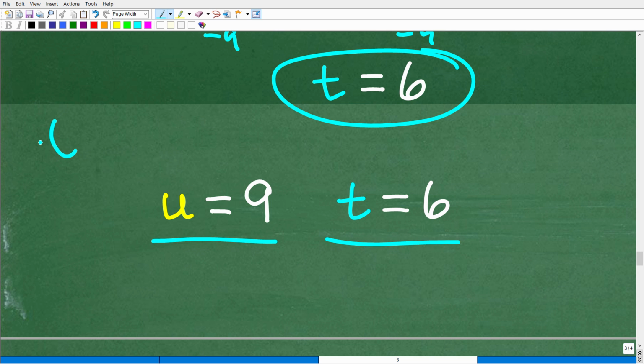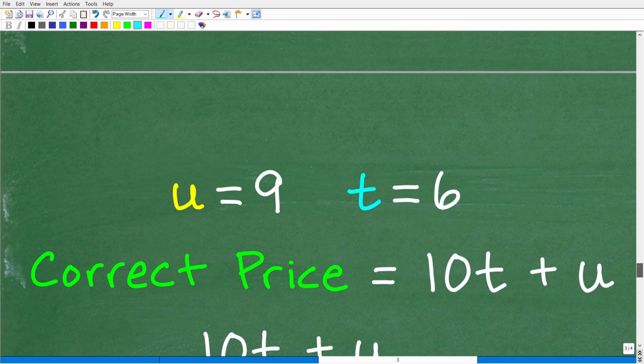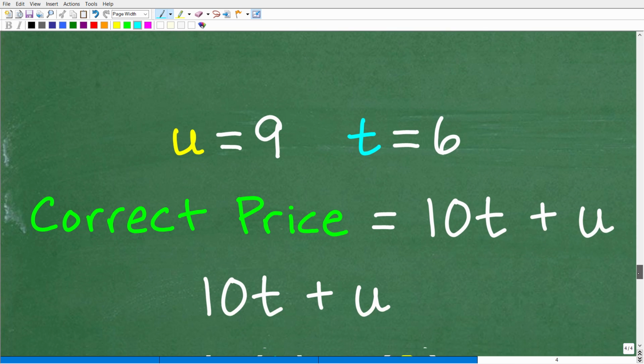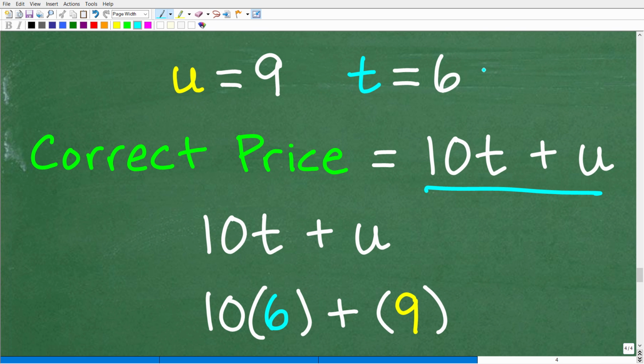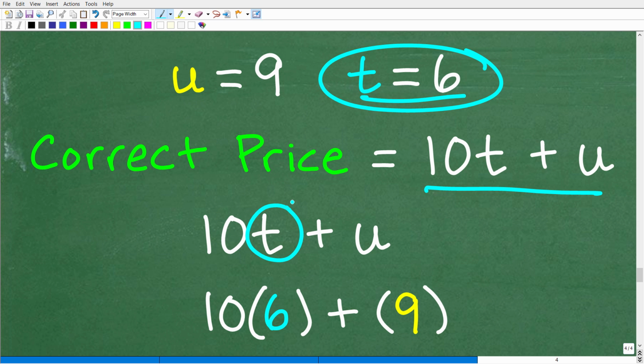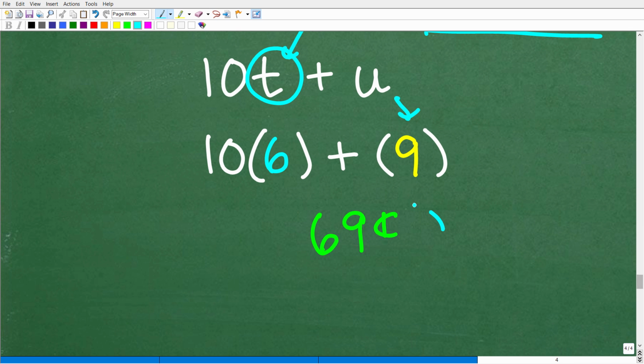So remember, we're going to write a price, though, as t and u, right? So the tens and the units or the ones digit. Okay, so we have to be very careful here. So let's go build the actual correct price. Okay, so we have to go back to the setup in this problem. So remember, here's our answer, right? So u is equal to 9 and t is equal to 6. So the correct price is 10t plus u. Okay, 10t plus u. So let's not confuse this. T is 6. So we're going to plug in 6 for t. Okay, so 10 times 6 plus u. This is our ones, which of course is just 9. So 10 times 6 is 60. 60 plus 9 is 69.